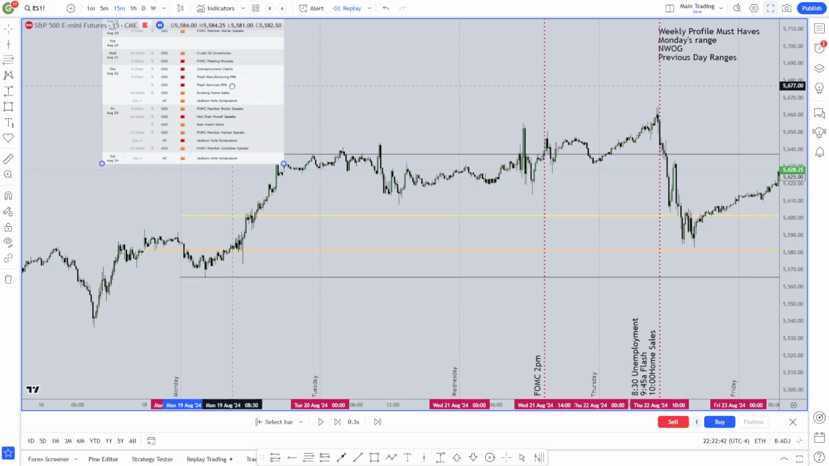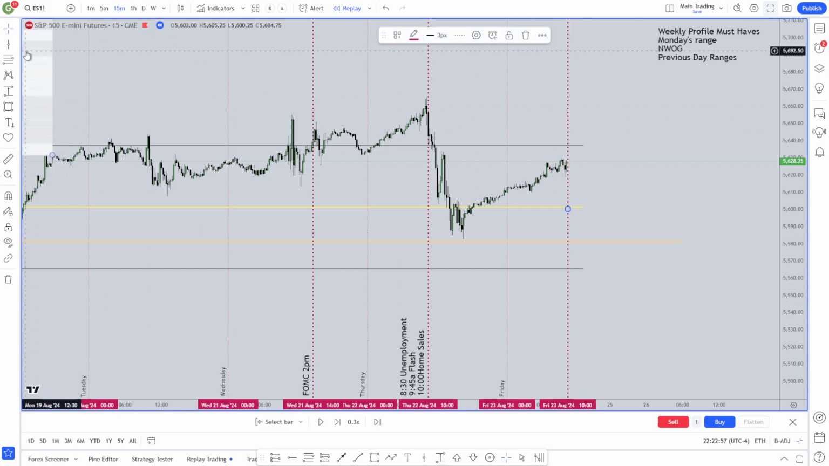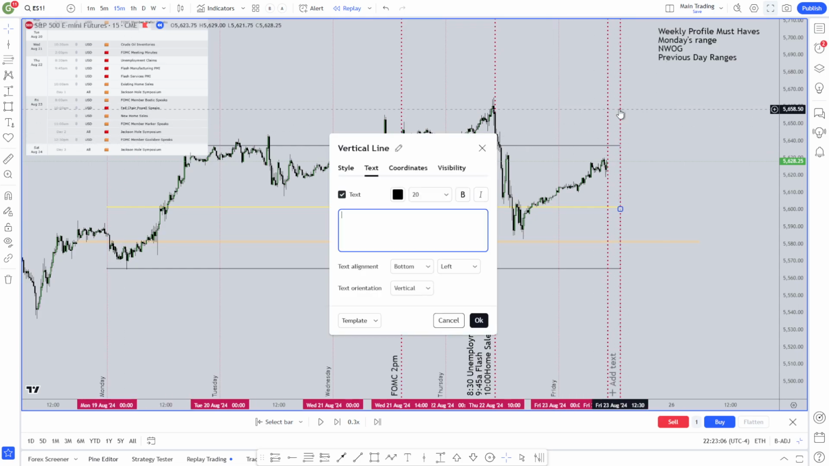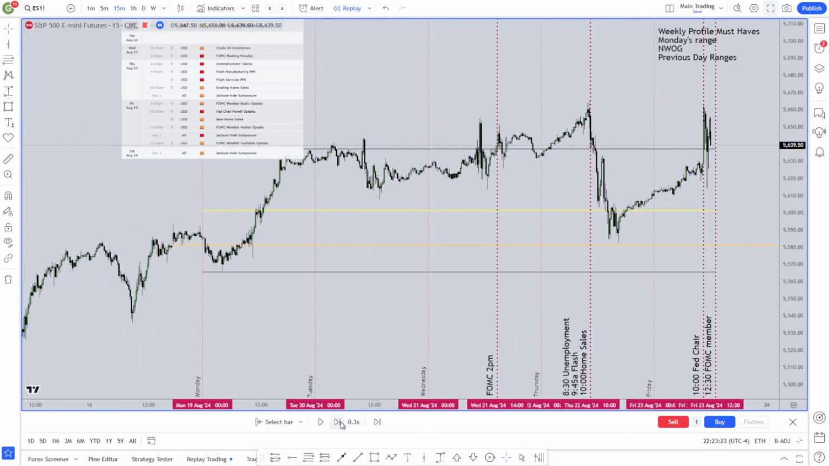All right, so Friday's 12:30 was the last news event, but we have a 10 o'clock red. Fed chair and FOMC. Get some more candles to close out Friday.